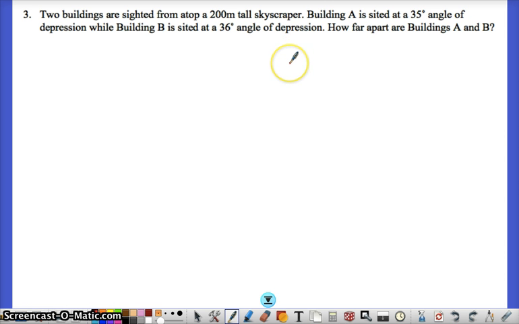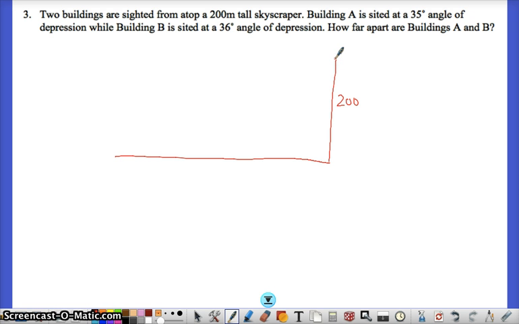Well, this is assuming that everything is collinear, and that we're looking in the same direction towards A and B. That should be specified in the question. If I wanted to be mean, building A could be this way and building B could be this way. Let's not assume that. Let's assume that if this is 200 meters tall, we're looking the same direction. So the angle of depression to see building A is 35, building B is 36.